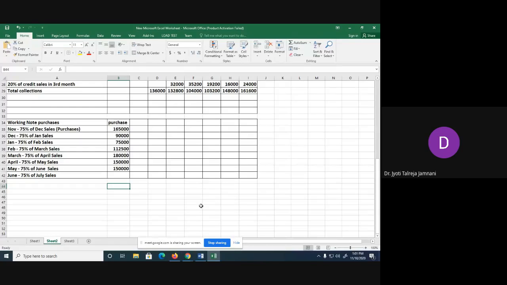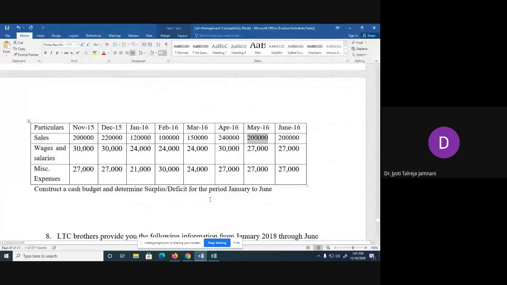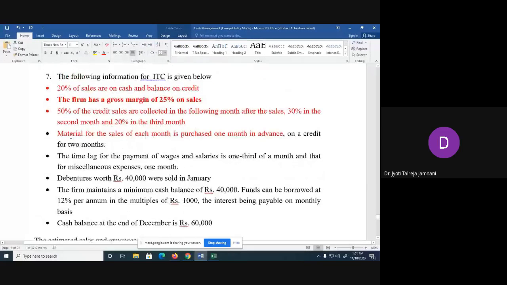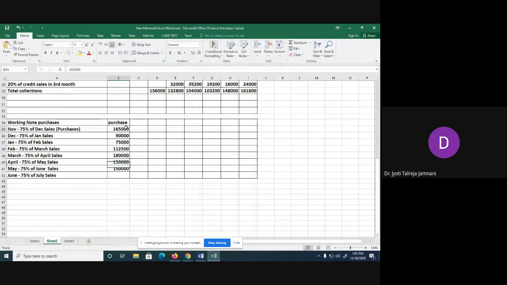But we cannot record this as it is because these are credit purchases, and now we need to check how we are going to pay. So see here, we finished this point. Materials for the sale of each month is purchased 1 month in advance. So we have the value of purchases now. Now we have to decide how to pay. On a credit for 2 months, that means we are going to pay 2 months later. So if I have purchased something in November, when should I pay it? February, ma'am. After 2 months. January. So you should leave November, December, and you should pay in January.